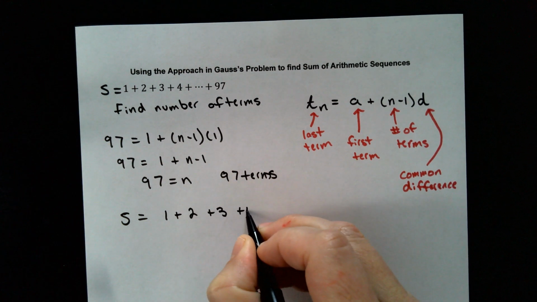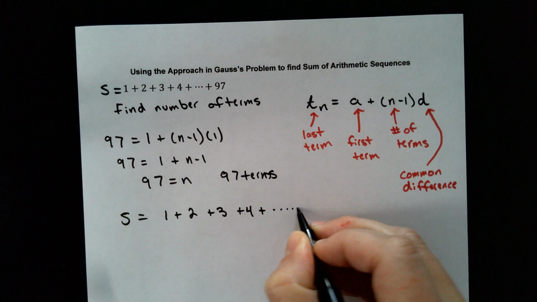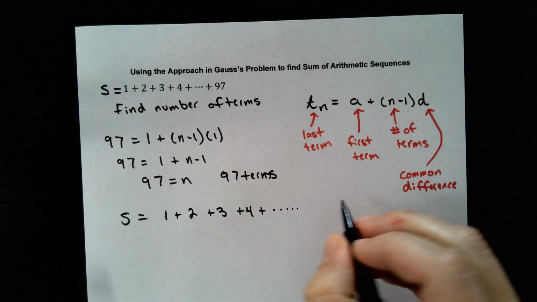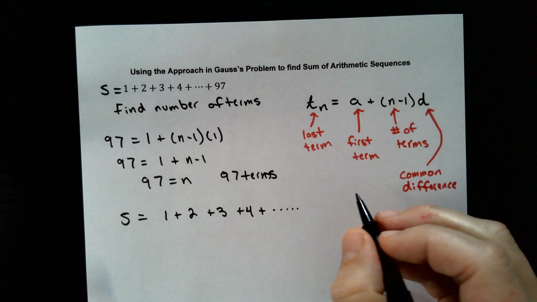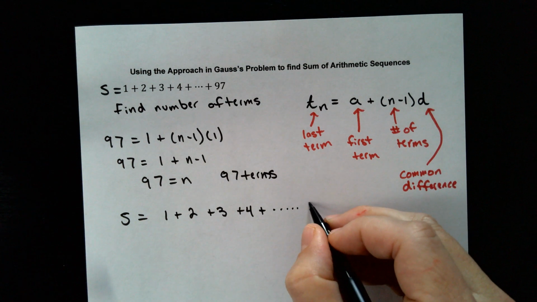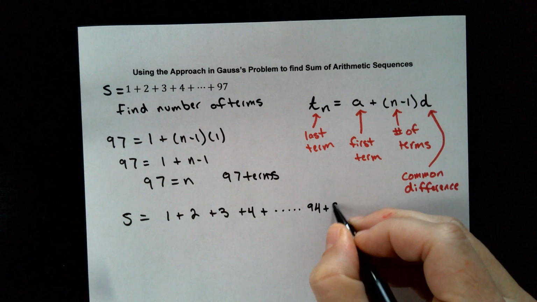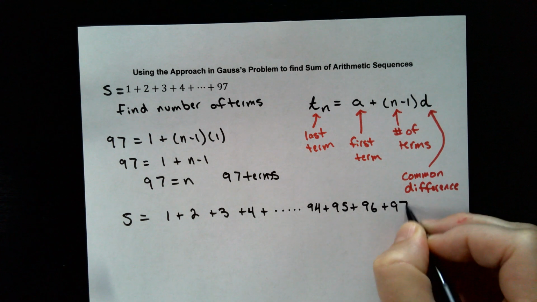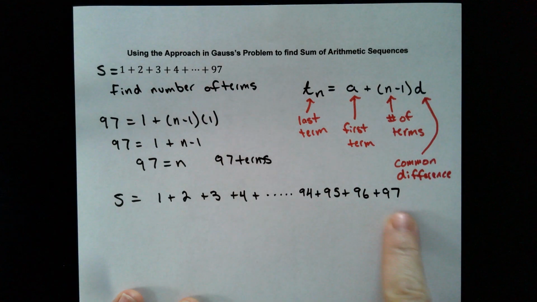Plus 3 plus 4 plus, and instead of just writing the 97, I'm going to write a few more. So let's say we have 94 plus 95 plus 96 plus 97. Now this is still this right here. I just wrote a couple more terms.